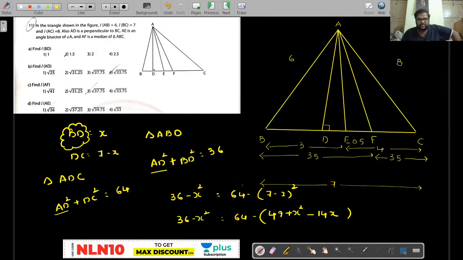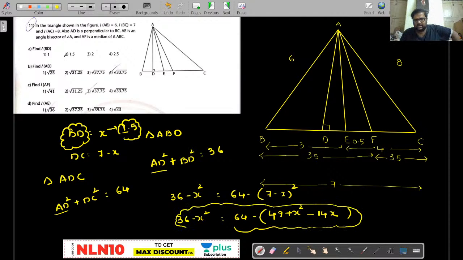Make it fast here. Upon simplification, you will get this x value as 1.5. Don't ask me to do simplifications also, right? It is a normal equation. Nobody is solving this. You can easily solve this, right? The x value will be 1.5 upon simplification.